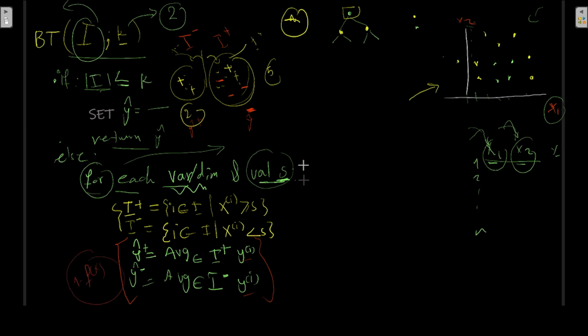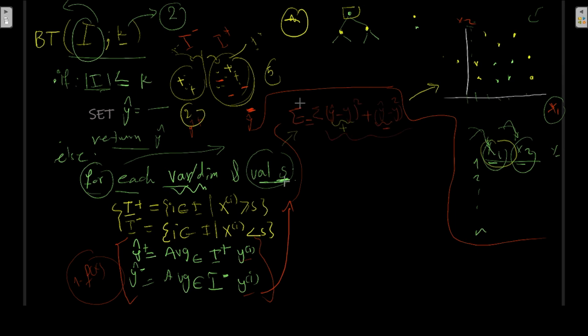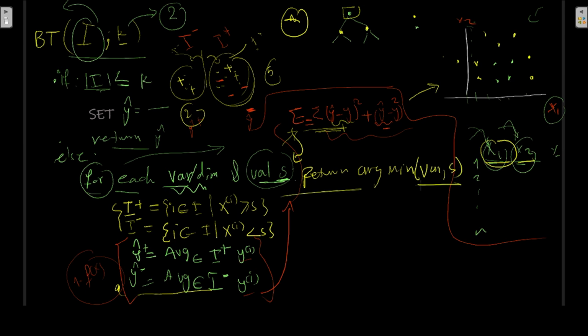So in the next step, what we have to do now is to calculate the error, which is called the loss function. There are many of them. Let's choose one we all know and love, called the least square. So after this loop over all the x's, I will return the minimum, the best choice of variable and s. And based on that, this is going to be my node.